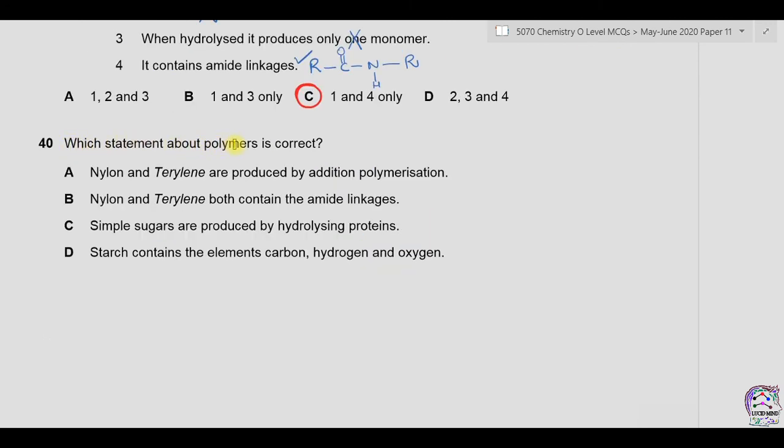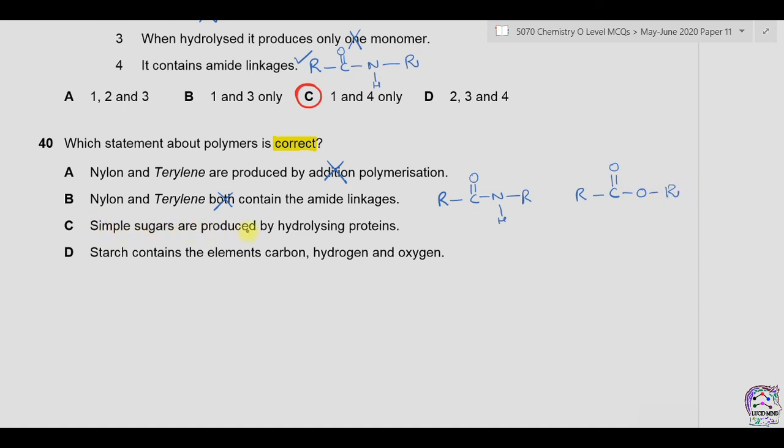Question 40. Which statement about polymers is correct? A. Nylon and terylene are produced by addition polymerization. Now this is wrong because nylon and terylene both are produced by condensation polymerization. B. Nylon and terylene both contain the amide linkages. Now this is wrong because both do not contain the same linkage. In nylon, the amide linkage is present, which is RC double bond O NH and R, while in terylene the ester linkage is present, which is RC double bond O O R.